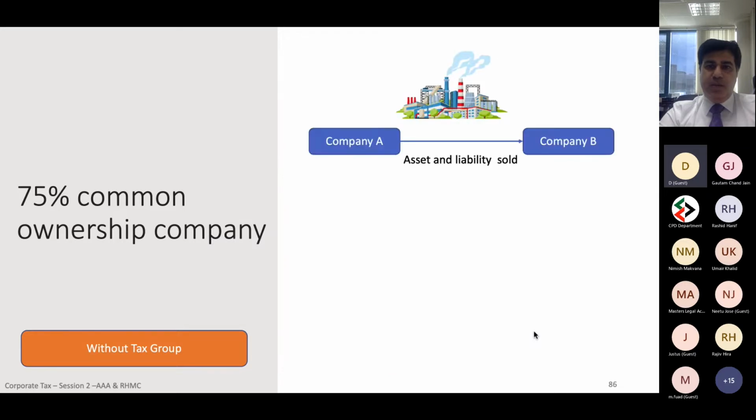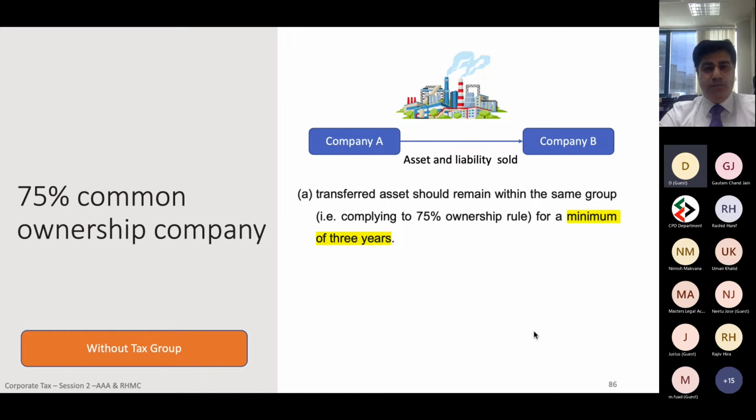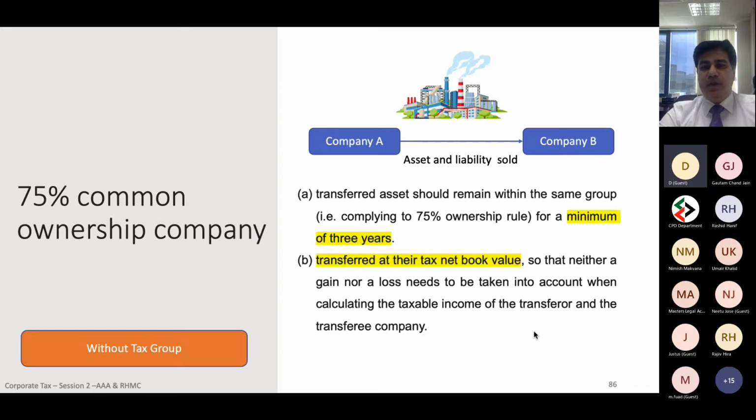So, a quick example: company A, asset and liability sold to company B. Condition: the transferred assets should remain within the same group, that is, complying with the 75% ownership rule for a minimum of 3 years. Transfer is at a tax net book value, so there is no profit or loss being earned or gained in the books of any of the companies. So it's only a deferment of tax which has happened in this category. Now, again, reminding everyone that this is happening without a tax group. So you have not created a tax group for VAT or corporate tax, but you have a common ownership, and that's how you're taking the stance of transfer of asset.